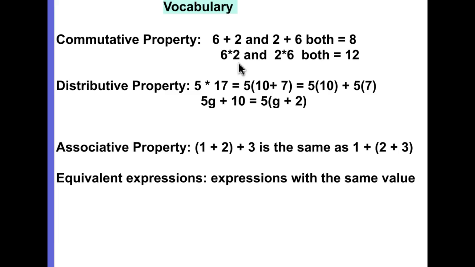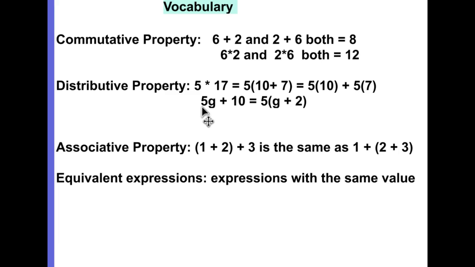Now, the distributive property, you are distributing the number outside, or the first number in this case, by the numbers inside. So I have 5 times 17. And notice what happens here. I have 17 broken up to 10 plus 7. And I'm going to distribute that 5. 5 times 10, 5 times 7.